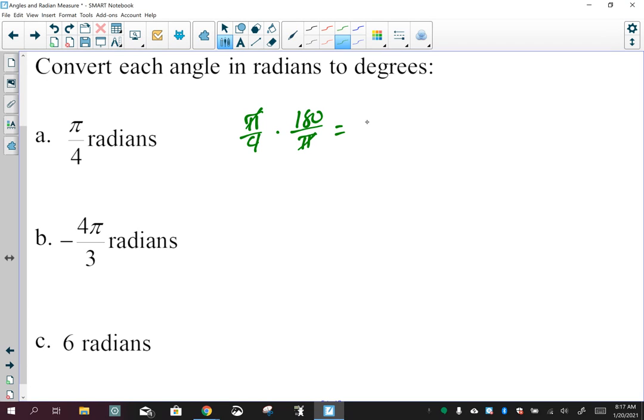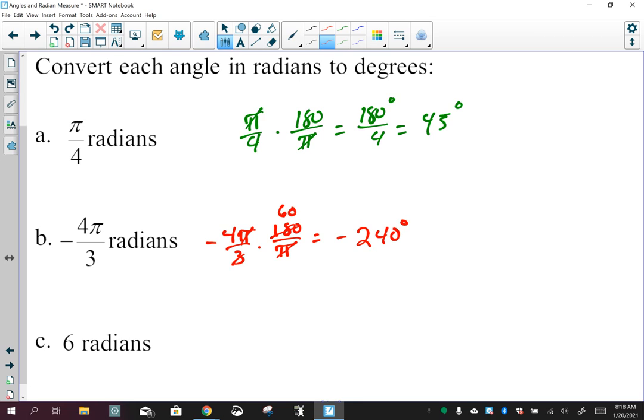Those pi's cancel out. That leaves me with 180 degrees over 4, which is 45 degrees. And then B, we have negative 4 pi over 3 times 180 over pi. Again, my pi's cancel out. My 3 goes into 180 60 times. So I got negative 240 degrees.